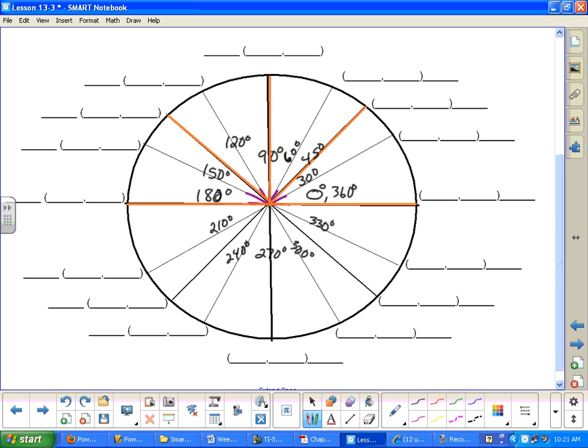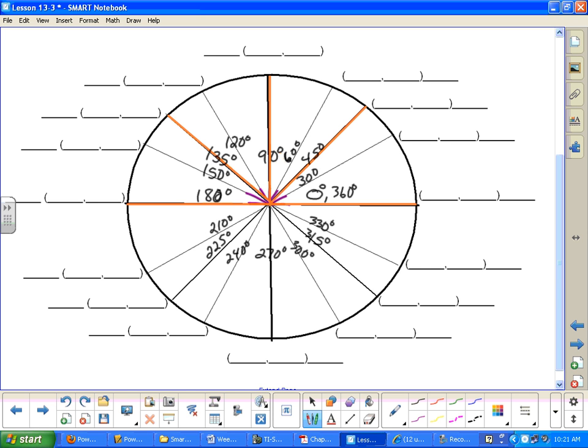45 plus 45 is 90. Plus 45 is 135. Plus 45 is 180. And so on. Then we get 225. And then 315 is our one in the other spot.